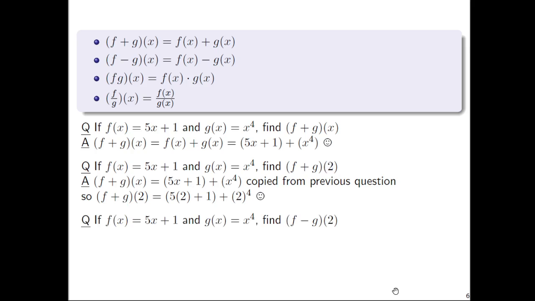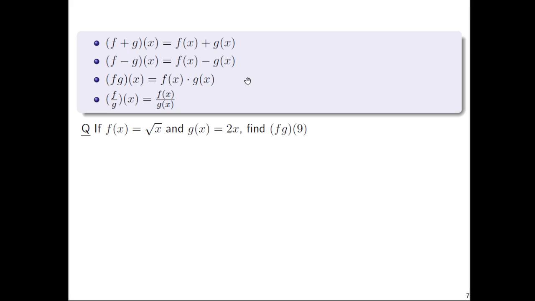Okay, if f of x equals 5x plus 1 and g of x equals x to the fourth, same setup. Now, new question, find f minus g of 2. So first we'll find f minus g of x. So 5x plus 1 minus x to the fourth. And then let's plug in a 2 everywhere, one line below. So f minus g of 2 equals 5 times 2 plus 1 minus 2 to the fourth. So we've now practiced the first two formulas here. Let's take a look at the next two formulas.